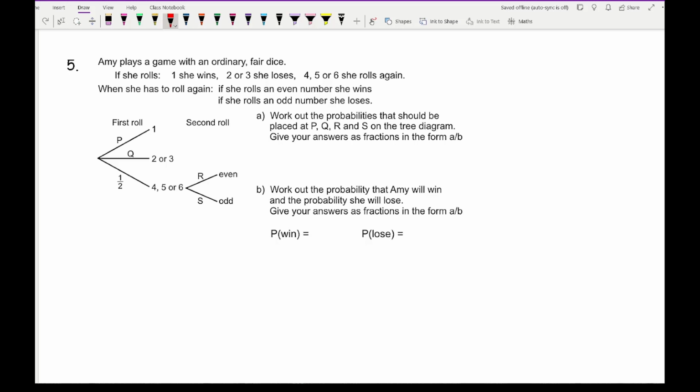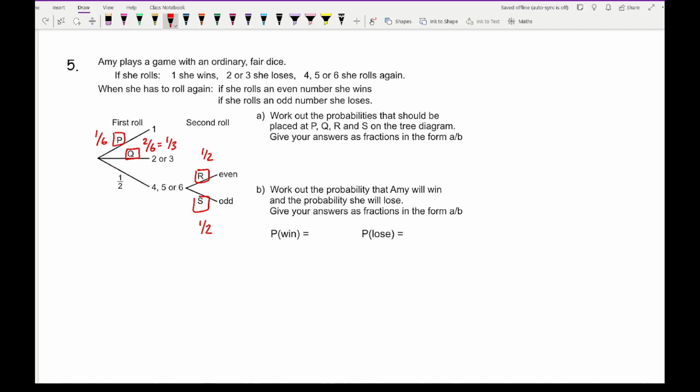So what this question is asking is what would these probabilities be. Well, the probability of getting a 1 on a fair die is going to be 1 over 6, and the probability of getting a 2 or a 3 is going to be 2 out of 6, or a third. And then rolling an even number on a die is going to be a half, and getting an odd number is going to be a half.